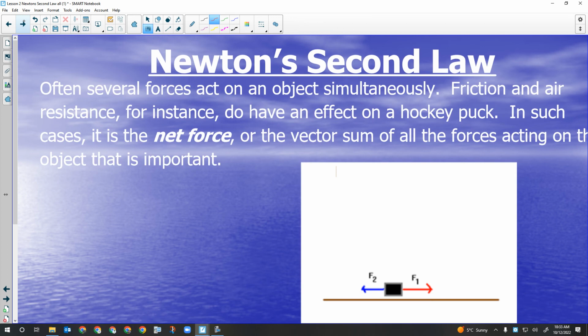Now, we talked about this already. Net force is the vector sum of all of those forces. So if we're looking at the puck there, we would have the force applied by the stick and the force of friction acting backwards, resisting. It's still going to accelerate forwards because the force forwards is greater than the force behind.